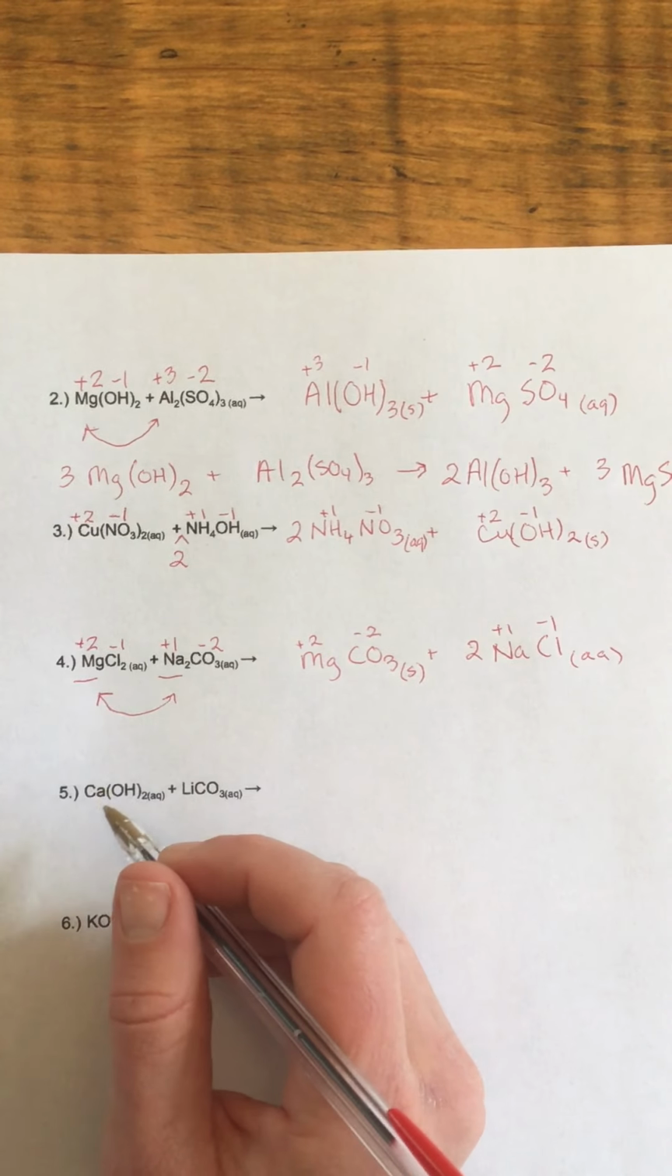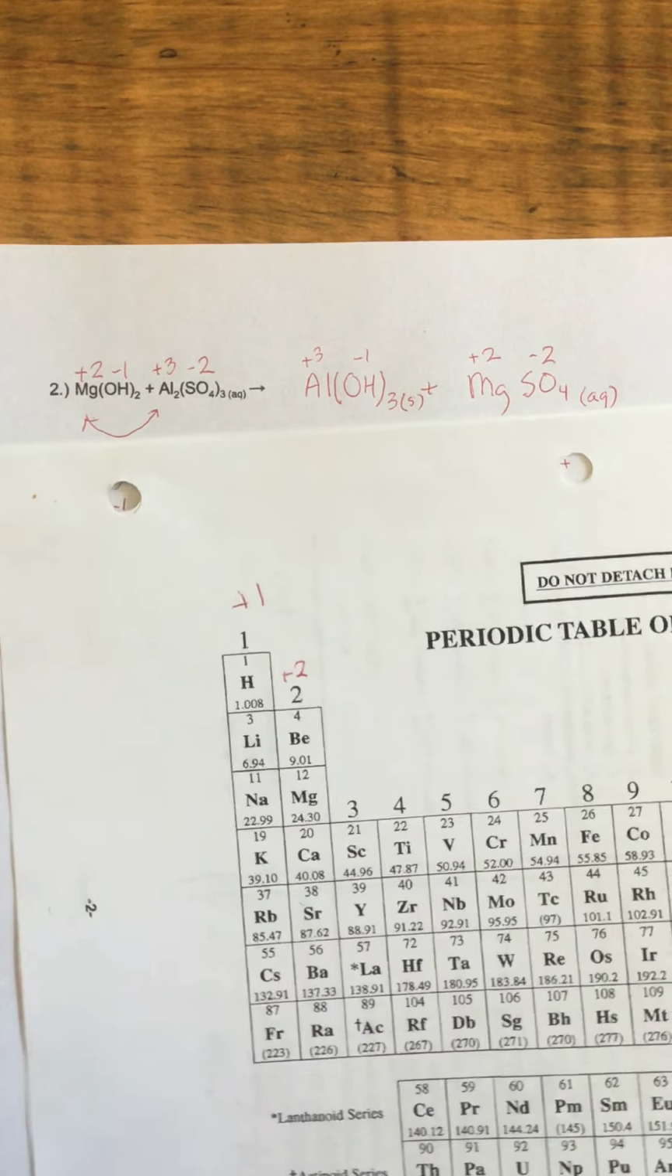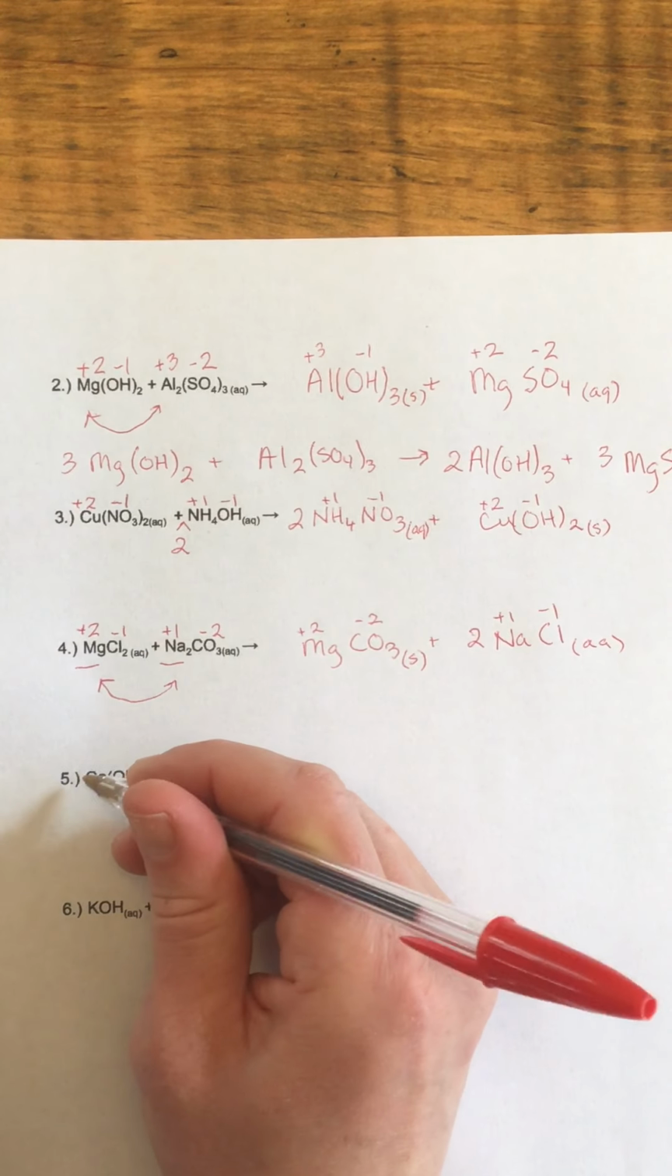Number 5, again, I'm just going to go through and quickly find the charges. So calcium is in the second column, so it would have a charge of +2.